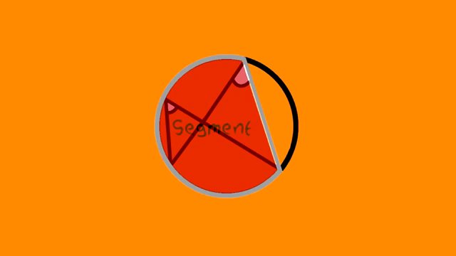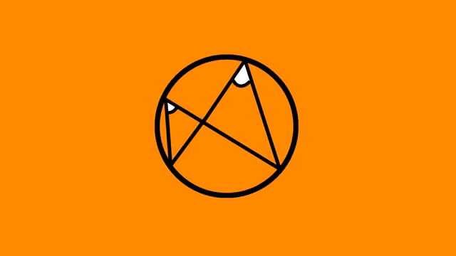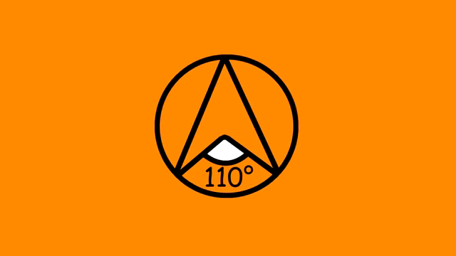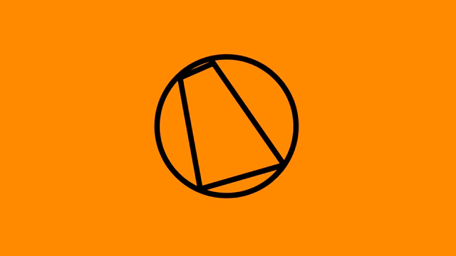Number 5. Angles in the same segment subtended by the same arc are equal. For example, ABC is the same as ADC. Number 6. When you have an arrowhead shape inside a circle, the inner angle here is twice this angle at the circumference.